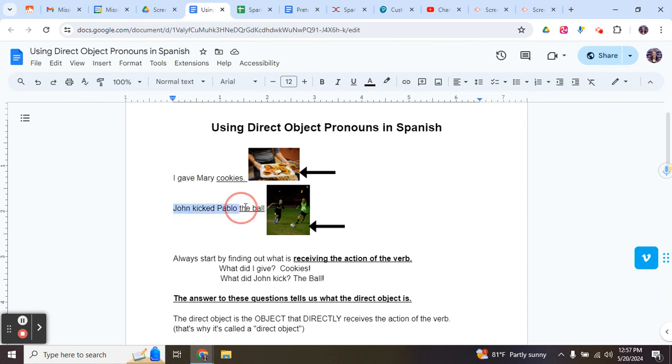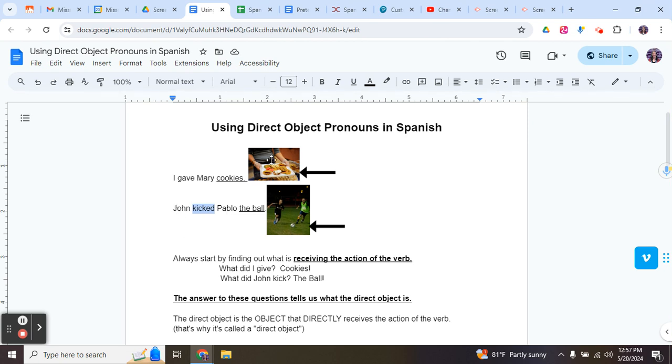So if we say John kicked Pablo the ball, did John kick Pablo? No, right? He kicked the ball. So we can look to see which one is the direct object by looking at the verb and saying to ourselves, well, what got kicked? Oh, it was the ball that got kicked. That's the direct object. And if you want to go a step further, Mary and Pablo, those are indirect objects. They're not directly receiving. So you see the name of what they are in a sentence also makes sense logically.